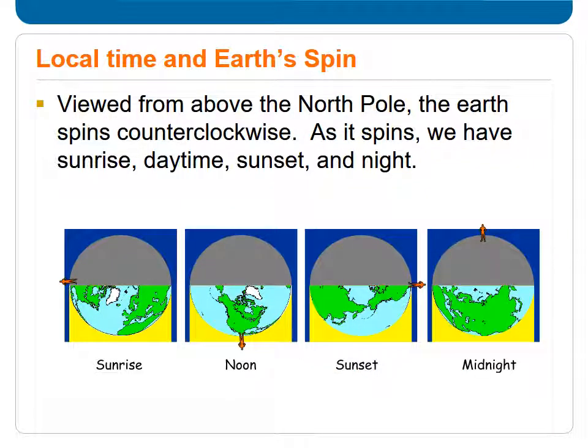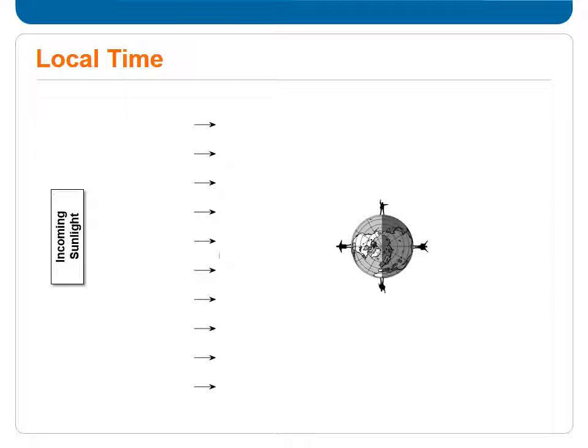Viewed from above the North Pole, the Earth spins counterclockwise. As it spins, we have sunrise, daytime, sunset, and night. Consider that view from above the North Pole looking down. The Sun is so far away that the rays on Earth's surface are parallel. Half of the Earth is in sunlight and half is in shadow. The Earth orbits the Sun in a counterclockwise orbit as seen from the North Pole looking down. The Earth spins in a counterclockwise direction as seen from that North Pole.